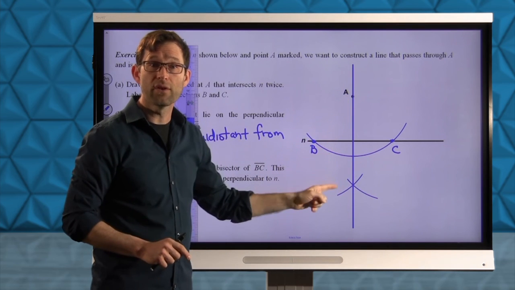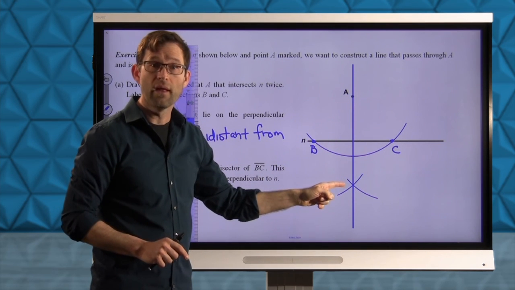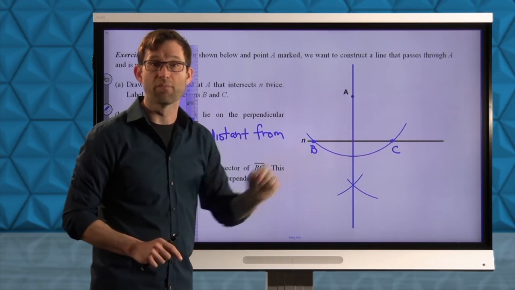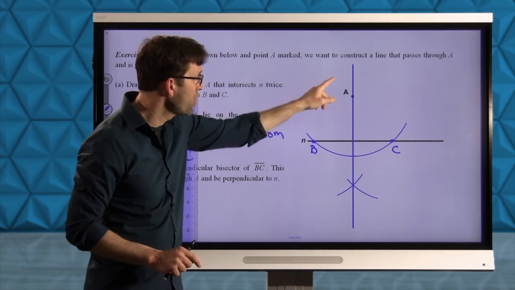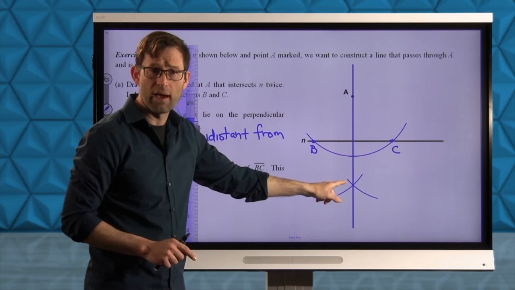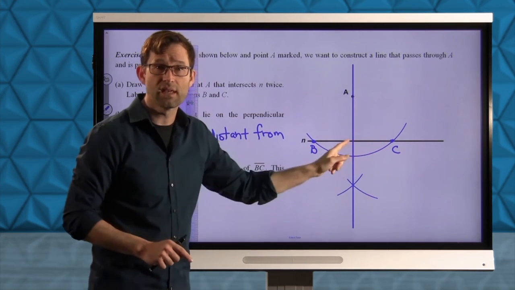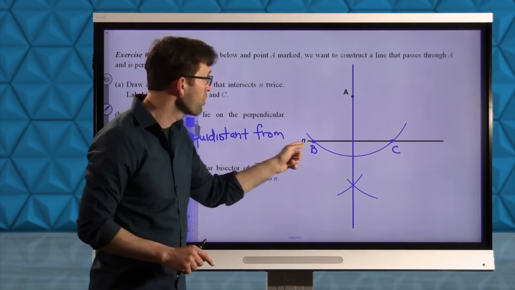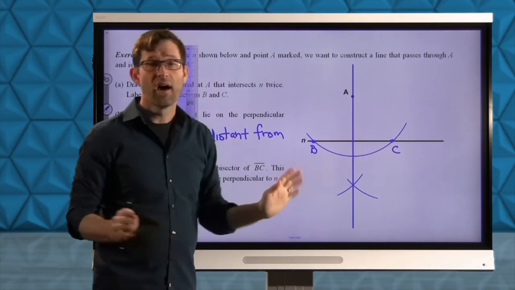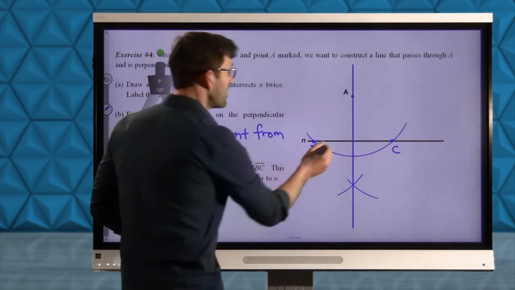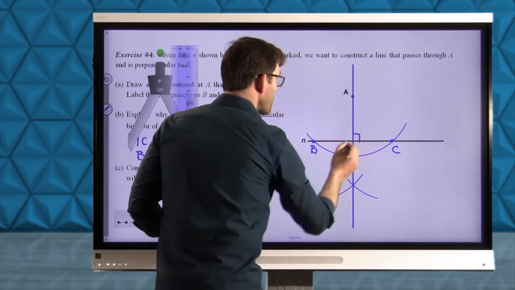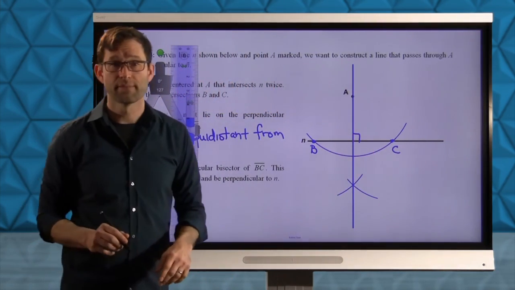Once we did that, all we had to do was find one other point that was equidistant from the endpoints B and C, connect that to A, and now we're guaranteed that because both A and the mystery point down here are equidistant from B and C, that must be the perpendicular bisector of BC. Again, the fact that it bisects BC is not nearly as important as the fact that it's perpendicular, because that's what we were looking to do in the first place.